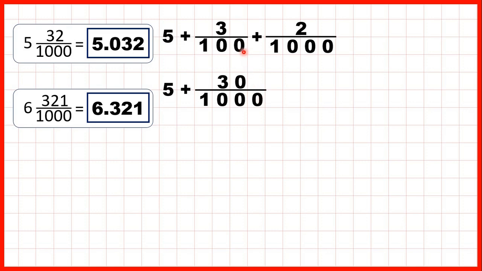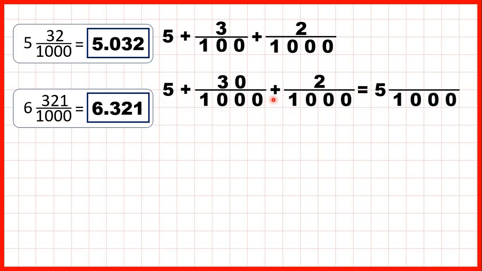That's because we use multiplication to find equivalent fractions. 100 times 10 is 1,000, and what we do to the denominator, we do to the numerator as well, and 3 times 10 is 30. So we can add the 2 thousandths to that, so our whole number stays the same. We have a common denominator of 1,000, so that stays the same in our mixed number, and 30 plus 2 is 32. So that's why 5 and 32 thousandths is equal to 5.032. It's because 30 thousandths is the same as 3 hundredths.